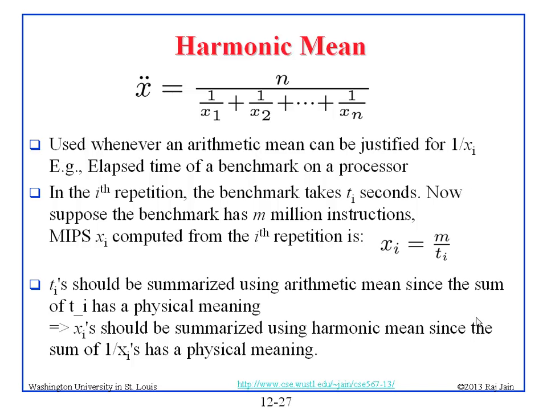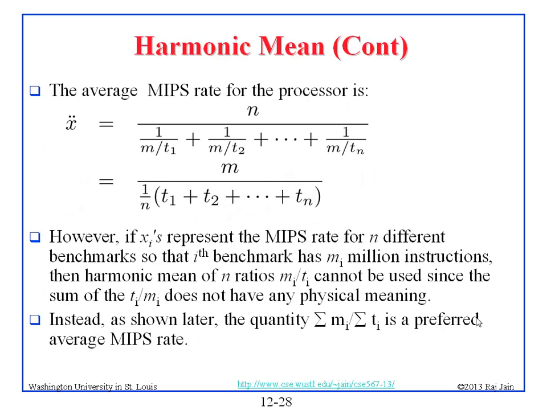In this case, you cannot give the average time simply by adding, because that has no physical meaning, but 1 upon Ti, or m upon Ti, has a physical meaning. And so you would use the harmonic mean for this particular number. So the average MIPS for a processor is basically computed by dividing in the same way. So you will get this.